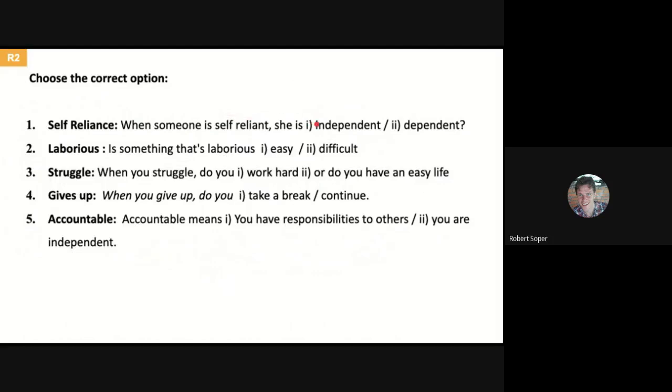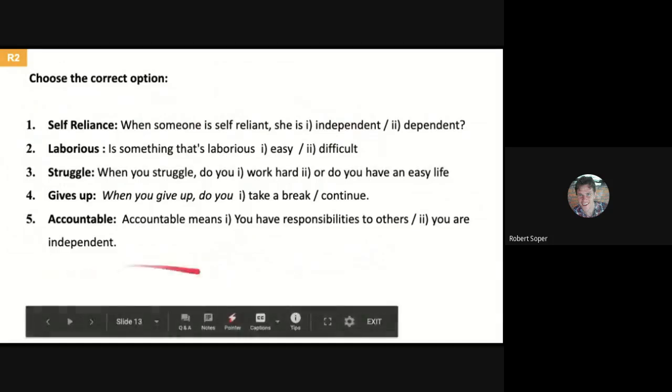Remember, independence is a synonym for self-reliance, and self-reliant is a synonym for independent. All right, now that we've practiced doing that, I want you to choose the correct options with 2, 3, 4, and 5. Pause the video and see if you can do that now.